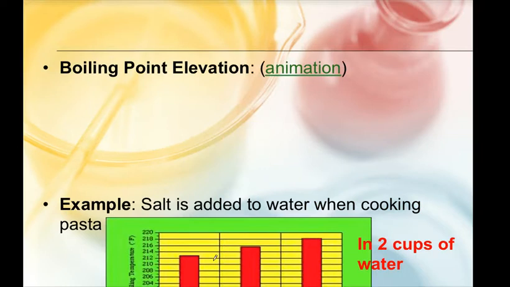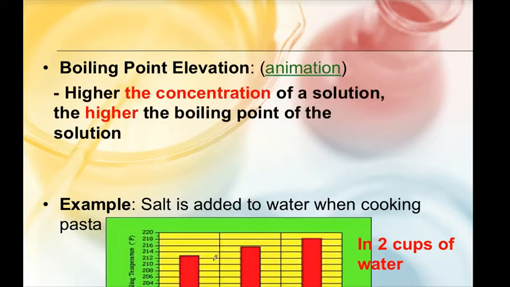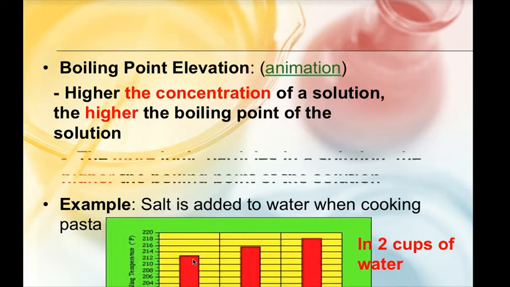And the animation is not very good. It'll take a little bit too long, so I'm not even going to worry about that. But boiling point elevation is the higher the concentration of a solution, the higher the boiling point of the solution is going to be. Again, the more solutes dissolved, the higher the boiling point is going to be. And remember, the boiling point is always then going to be above 100. The graphic at the bottom is not very good, and I'm just going to ignore it. It's showing the amount of salt in 2 cups of water and the boiling point, but this is in Fahrenheit, so it's kind of a waste.